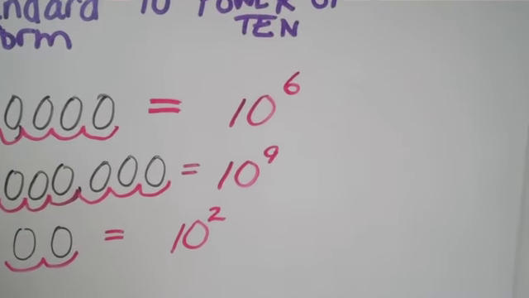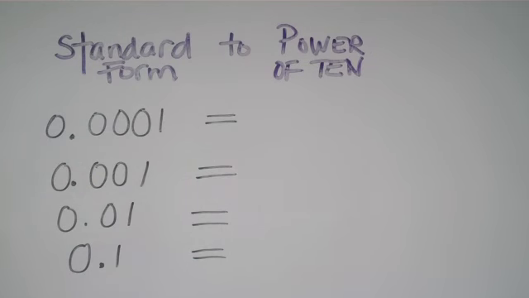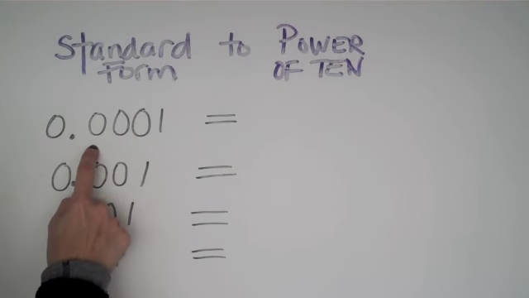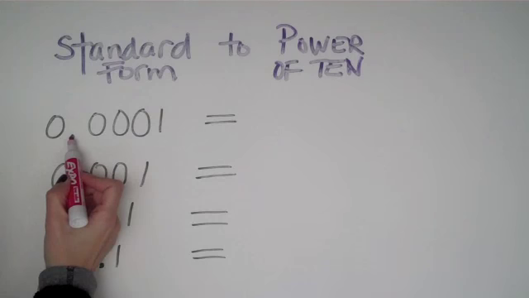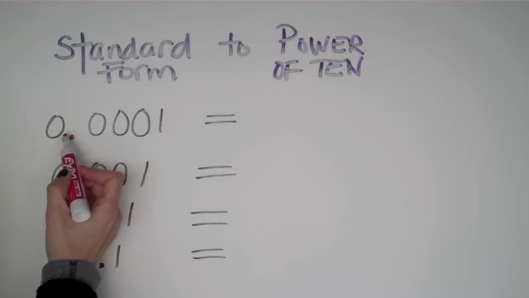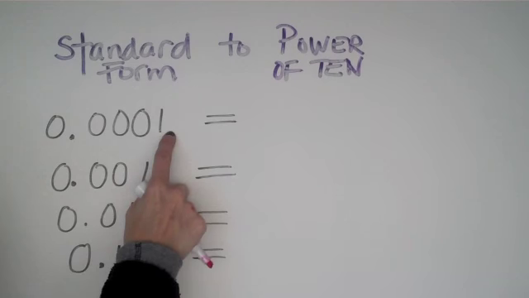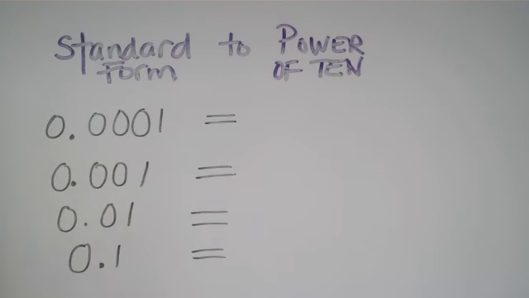So let's do another example, or a few more examples. This time we're doing from standard form to a power of 10, and we've got decimals. Remember we said standard form can be either a decimal or a whole number. Well, the idea is pretty much the same, except we're starting from the decimal here, and we're still going to the right of the 1. In our last example, we went to the right of the 1. In this one, we're going to do the same.